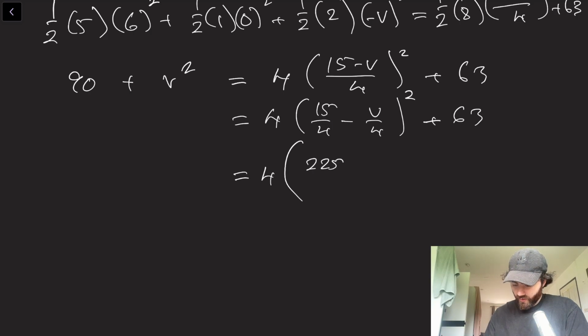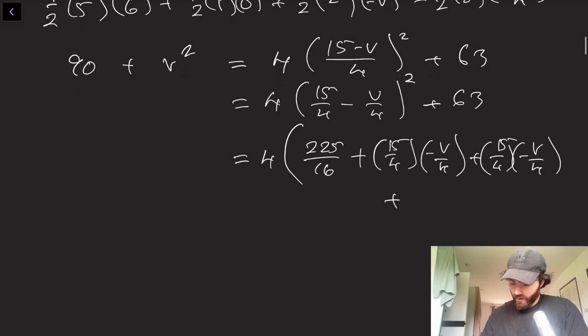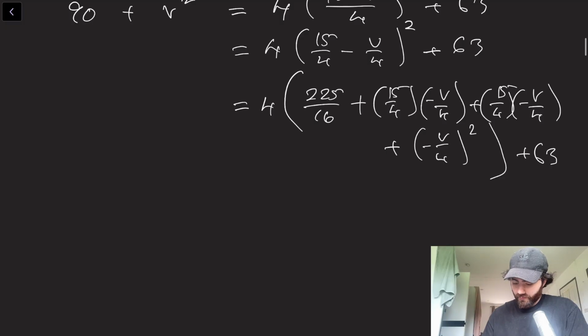This is 225 over 16, minus, we're going to get a minus, well, plus 15 over 4 times minus V over 4, and then plus 15 over 4 times minus V over 4. And then at the end, we'll have this thing squared, minus V over 4 minus V over 4 squared, plus 63. Right, you're just expanding this thing.